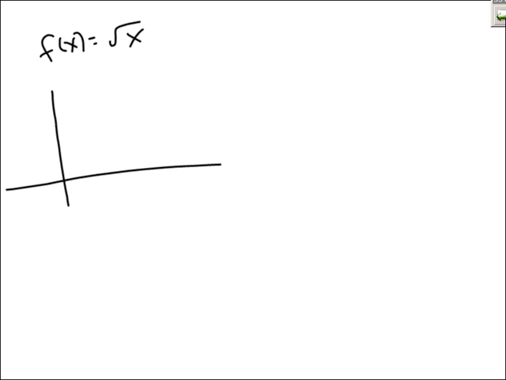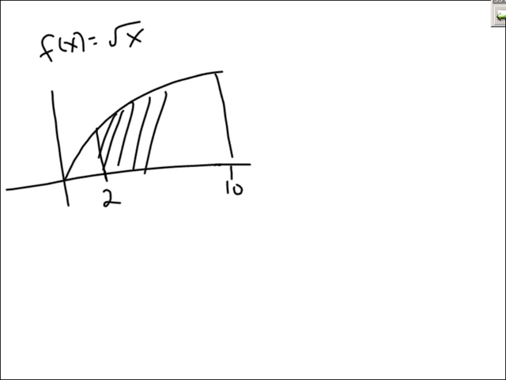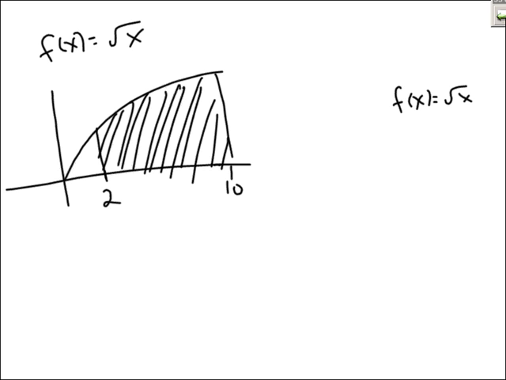Suppose this time we have that f of x is equal to the square root of x, and the square root of x goes this way. We want to go from 2 to 10, and we want to find out exactly what this area equals. How much is that area? Okay, so f of x is square root of x, and our interval is from 2 to 10.